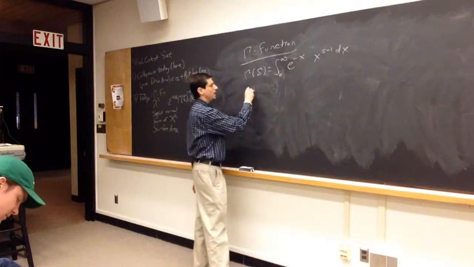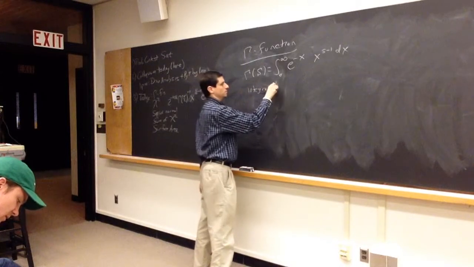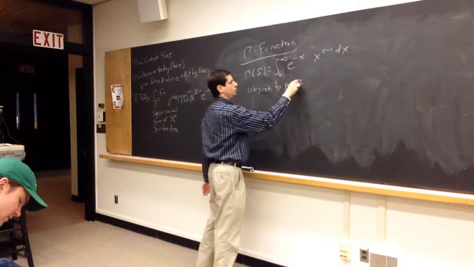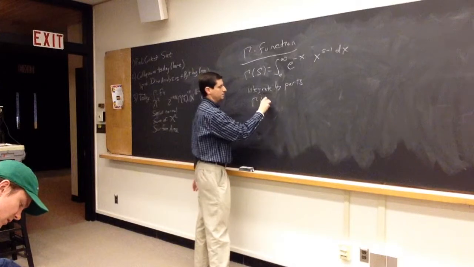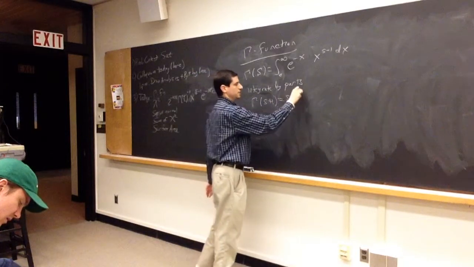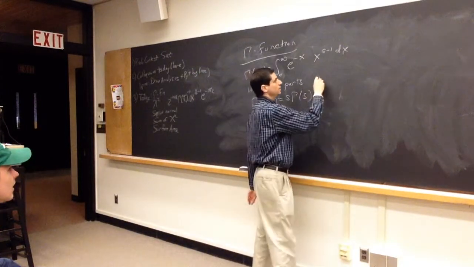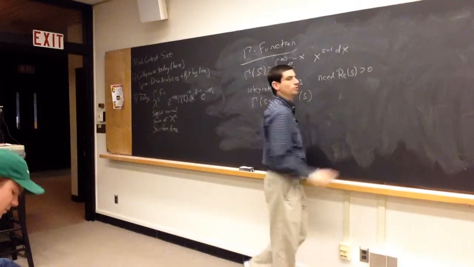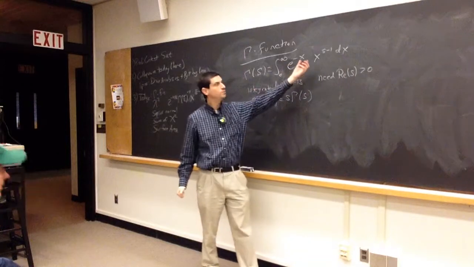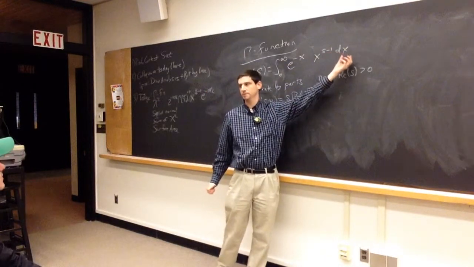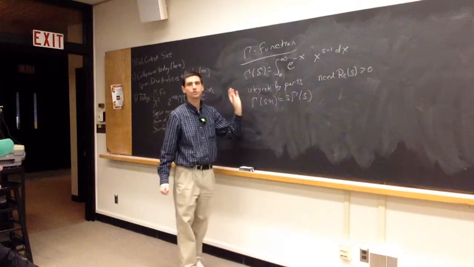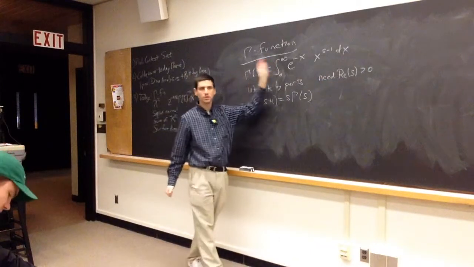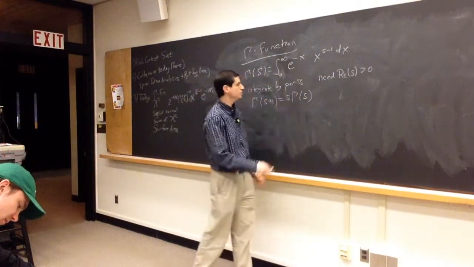If you integrate by parts, you are left with gamma of s plus 1 is s gamma of s. And here we need the real part of s to be greater than 0 for things to converge. You can put in s as a complex number. We're not going to really do too much with complex numbers in this class, but it's worth noting that. This is integration by parts.